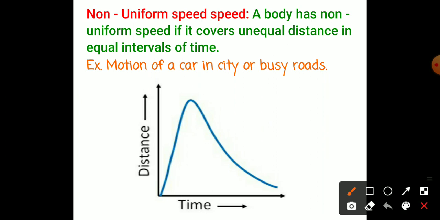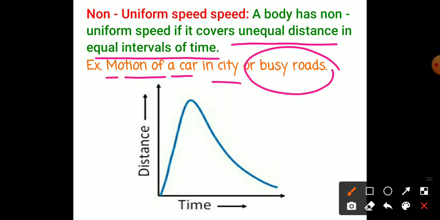Now next is non-uniform speed. A body has non-uniform speed if it covers unequal distance in equal intervals of time. That means in equal intervals of time a body covers unequal distance. Example, motion of a car in the city or on busy roads. So there is a non-uniform speed of that body.